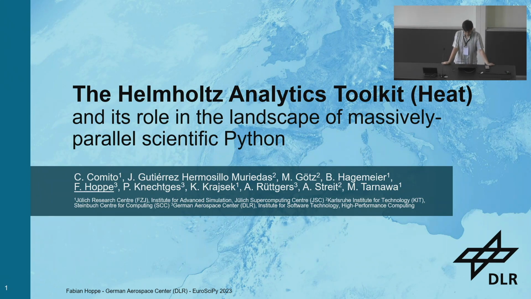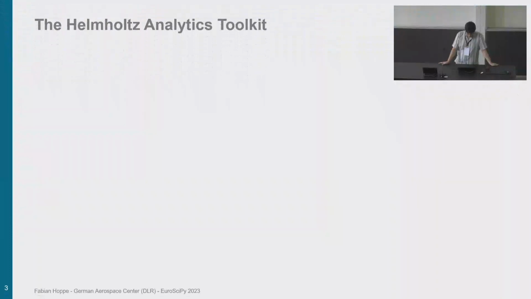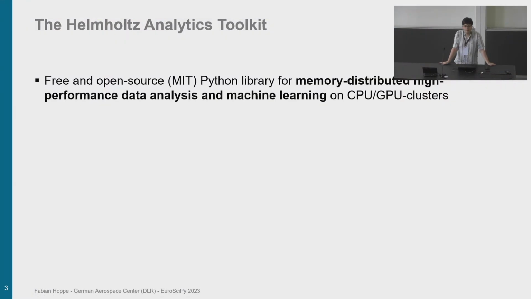I will talk about the Helmholtz Analytics Toolkit. Let me just start with the question, what is heat and what can I do with it? Heat stands for the Helmholtz Analytics Toolkit, and it's a free and open source Python library for memory distributed high performance data analysis and machine learning on CPU and GPU clusters.